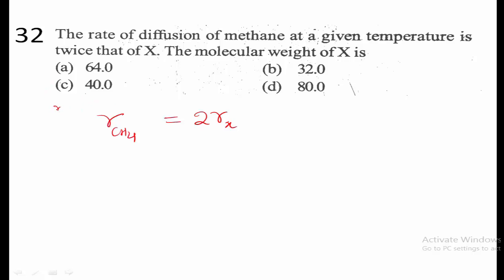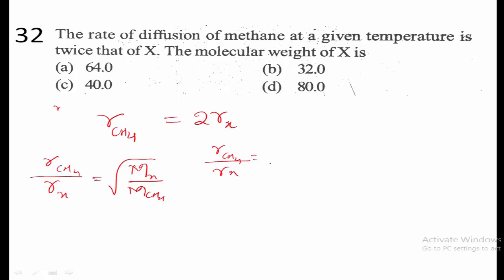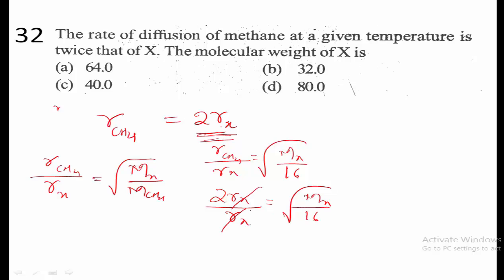So as you already know, rate of diffusion of CH4 divided by rate of diffusion of X is equal to square root of molar mass of X divided by molar mass of CH4. So RCH4 divided by RX is equal to square root of MX divided by the molar mass of CH4, which is 16. Now what is the rate of diffusion of CH4? It is twice the rate of diffusion of X. So 2RX divided by RX is equal to square root of MX divided by 16. RX gets canceled out, so you will get 2 is equal to square root of MX divided by 16.